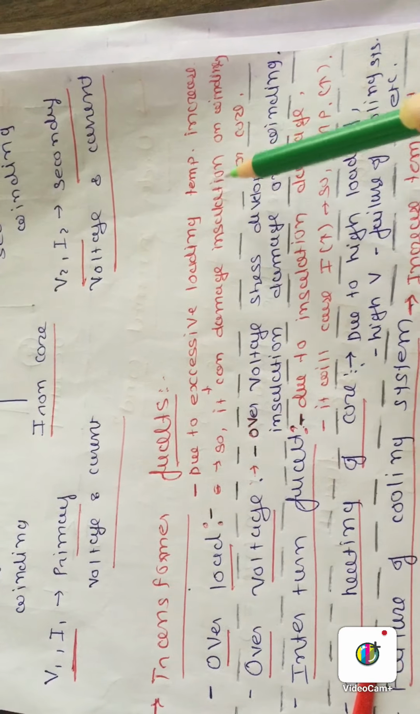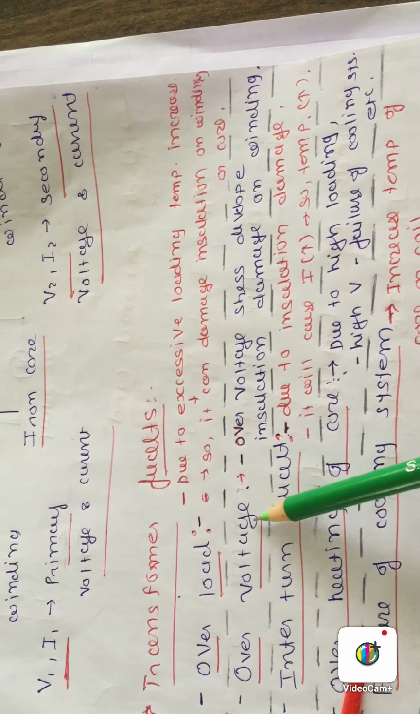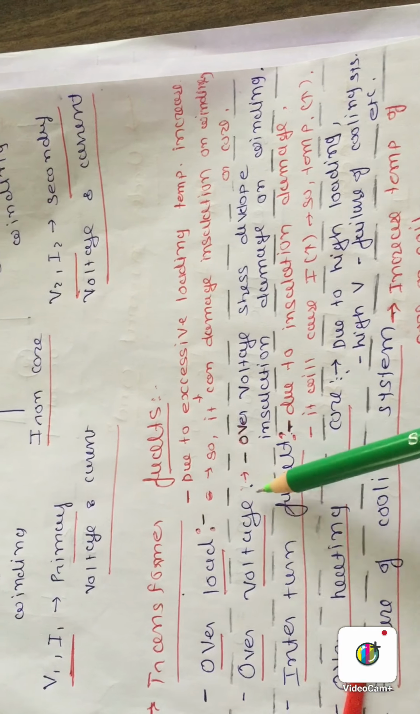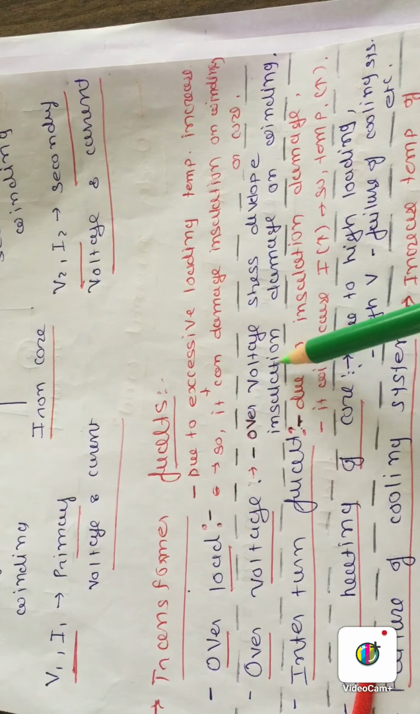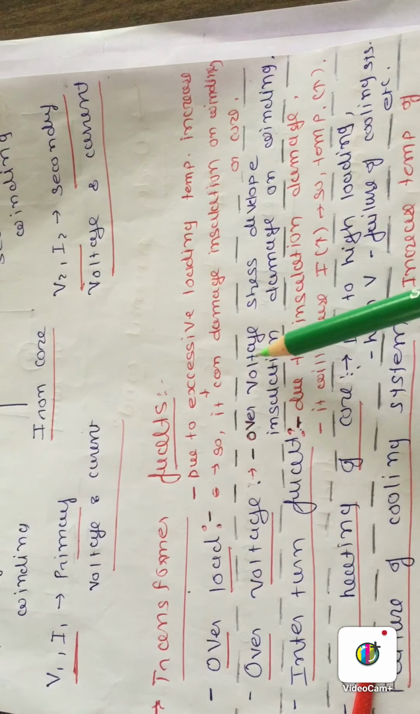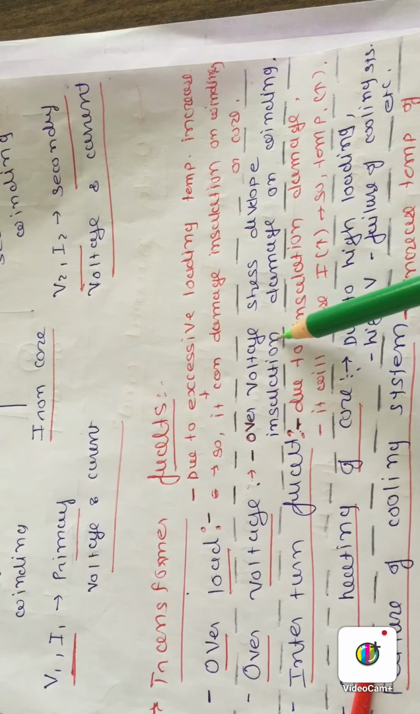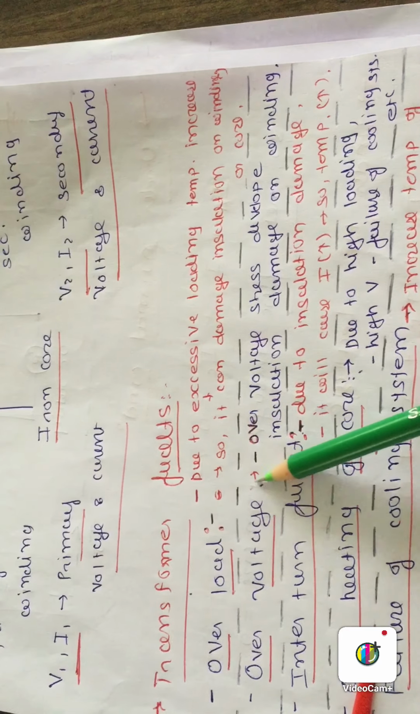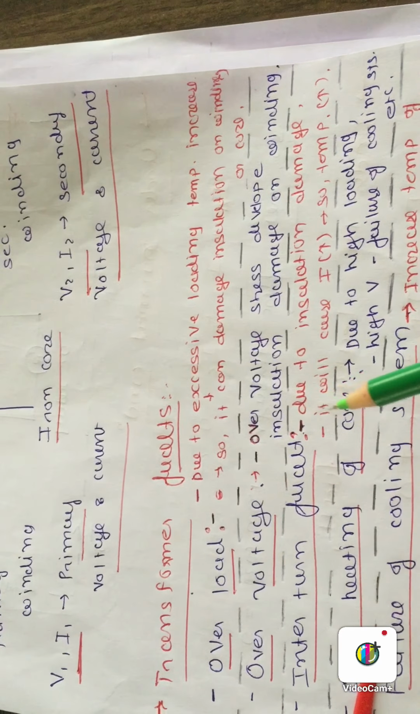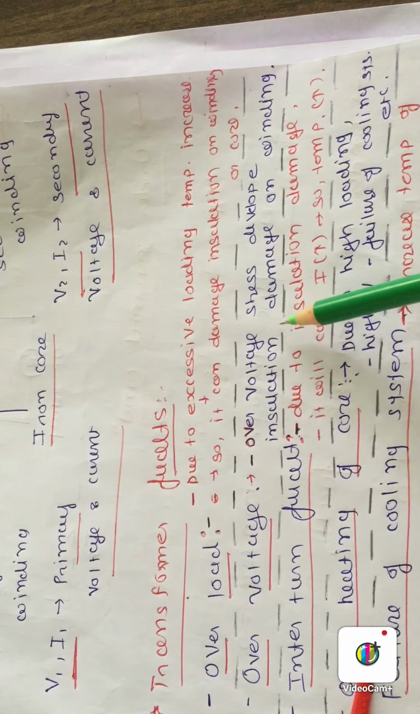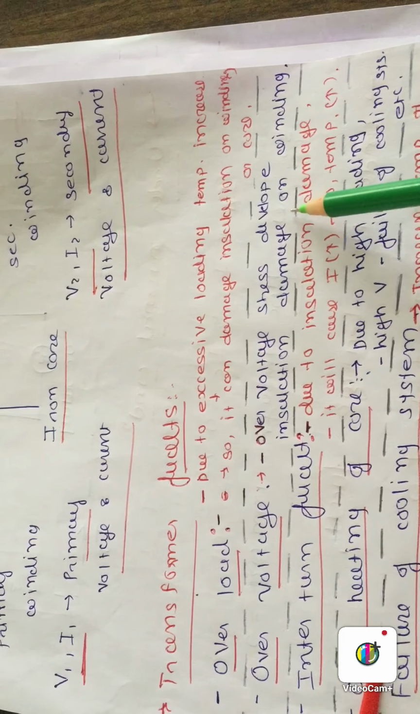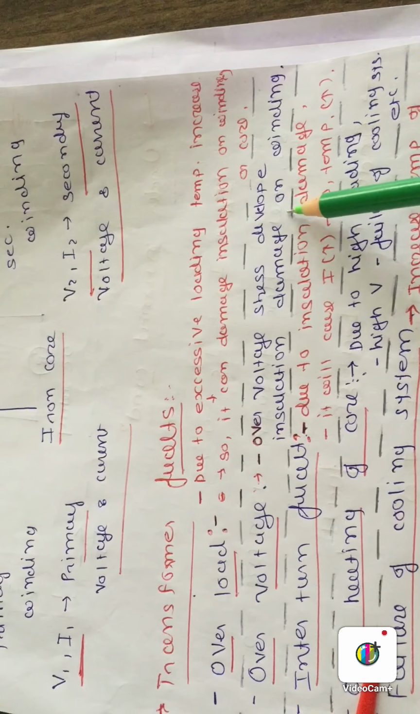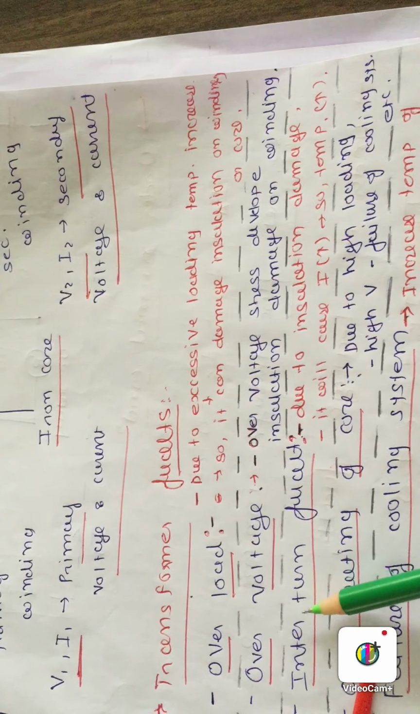Second is over voltage. What happens due to the over voltage? Due to the over voltage, stress will develop across the insulation layer, and if that over voltage becomes higher than the breakdown capacity of that insulation layer, then it will damage that winding or any other part which is connected with it.